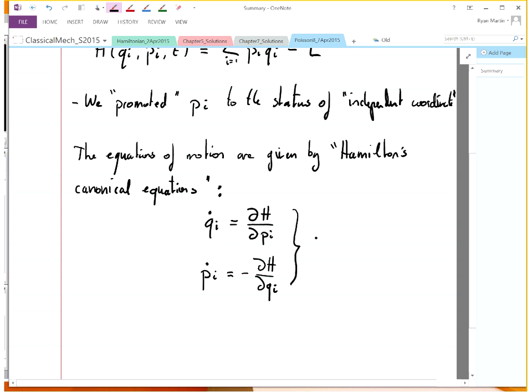So because there are n degrees of freedom, this is 2n first order ordinary differential equations. Whereas in Lagrangian formalism, you would have had n equations, right? There's one Euler-Lagrange equation for each degree of freedom, but those n equations are second order differential equations. So mathematically, it's exactly equivalent. You can always take a second order differential equation and rewrite it as a first order differential equation. So it's two first order differential equations.